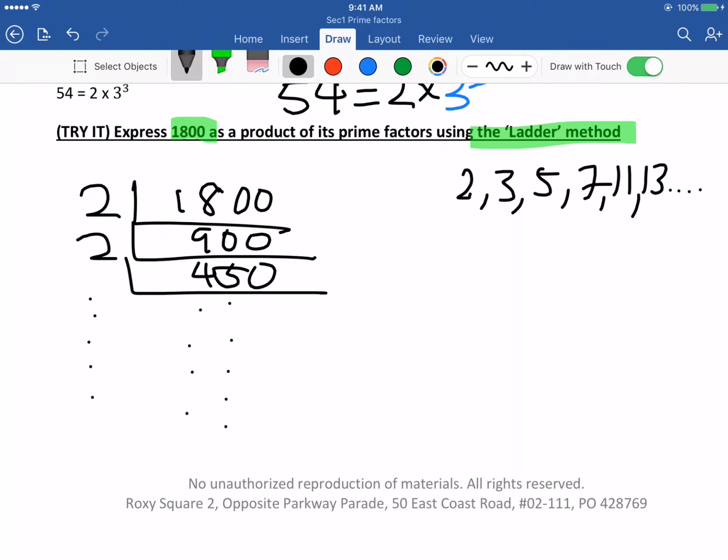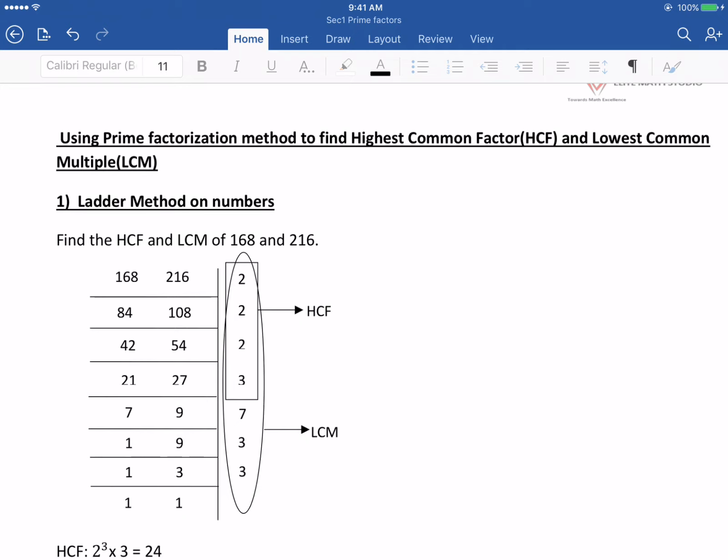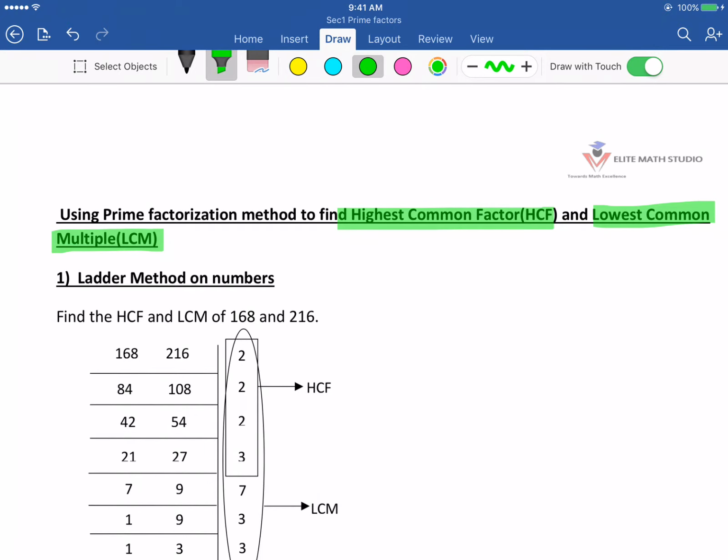So let's go to the next one. What's the purpose of us doing prime factorization? There are two applications. First, to find the highest common factor. The other one is to find the lowest common multiple. So how am I supposed to use the ladder method to find the HCF? HCF is the short form for highest common factor. LCM is the short form for lowest common multiple.